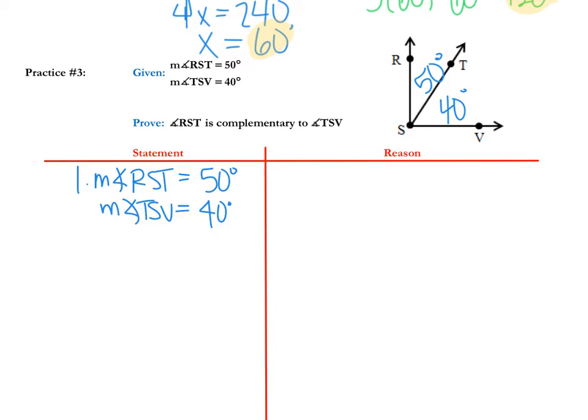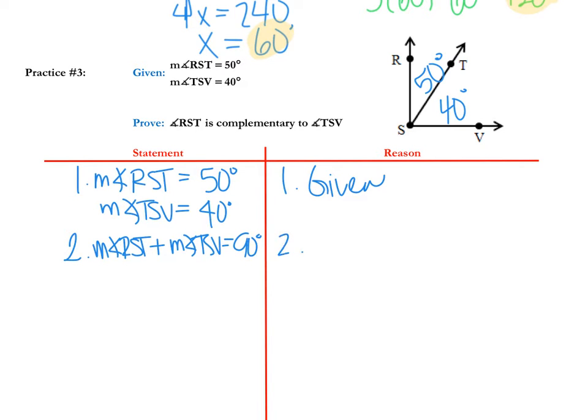We know that angles are complementary if they add up to 90 degrees. So the first thing we have to do is show that these two angles add up to 90 degrees, and we can do that. So measure of angle RST plus the measure of angle TSV equals 90 degrees. And we just say that's by addition. You don't need to write the angle addition postulate every time. You can just write addition.